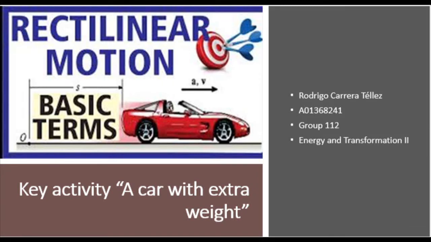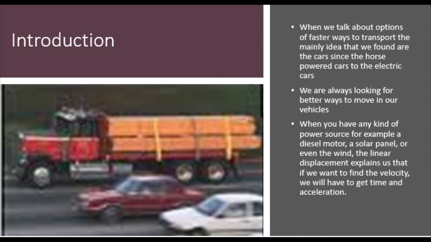I'm in group 112 of Energy and Transformation 2, and today I'm going to talk about my key activity. It talks about rectilinear motion and kinetic energy. Its name is a car with extra weight. In this report, I'm going to present the results of my experiment. The main topic of this experiment is kinetic and potential energy.